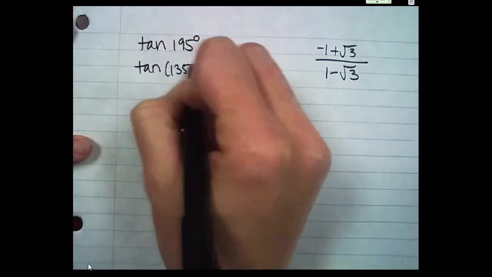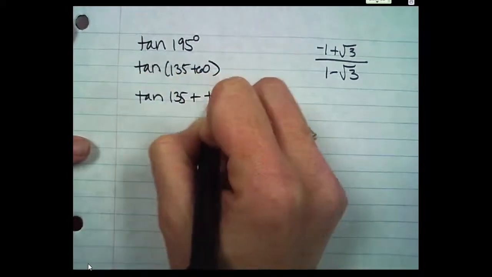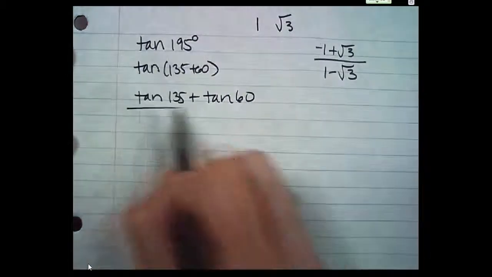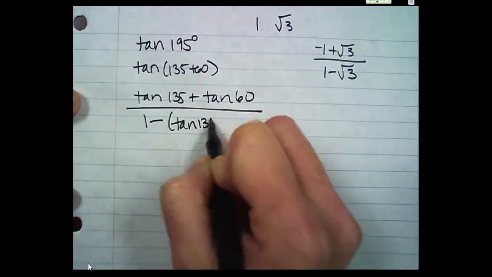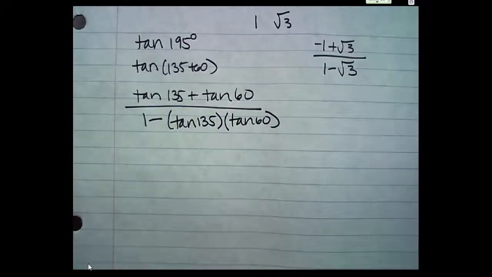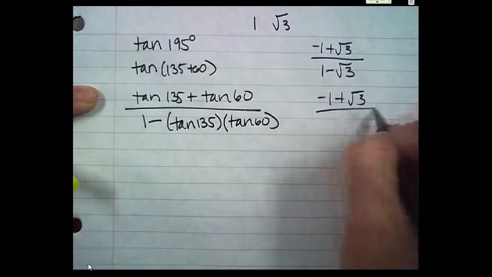Okay, it depends on what you chose. The tangent of 135 plus 60 is what I chose. So you're going to have tangent of 135 plus tangent of 60. Remember the secret here? Only use problems that have what as a tangent? Yeah, only use tangents with 1 and root 3. Only. That's why I chose 135 and 60. And then 1 minus tangent of 135 times tangent of 60. The positives on top. So you end up with negative 1 plus root 3 over 1 minus root 3.